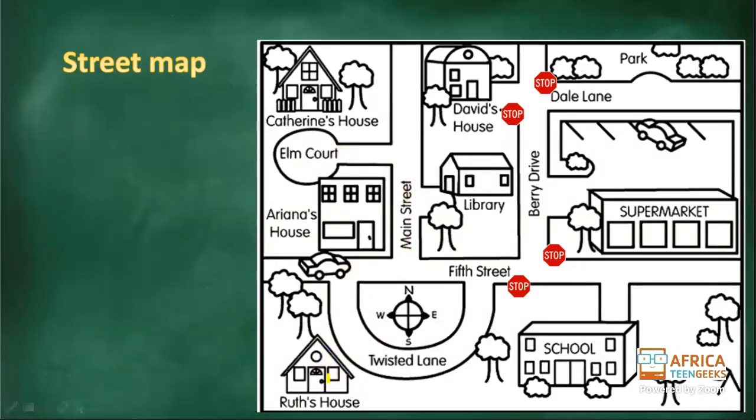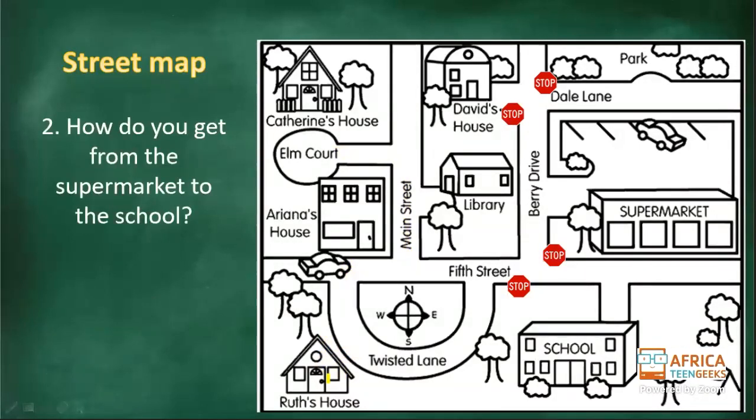Same map. Now you have to give me new instructions. How do you get from the supermarket to the school? So here's the supermarket. Here's the school. What's the first thing you'd say? If I said, hey, explain to me quickly, how do you get from the supermarket to the school?